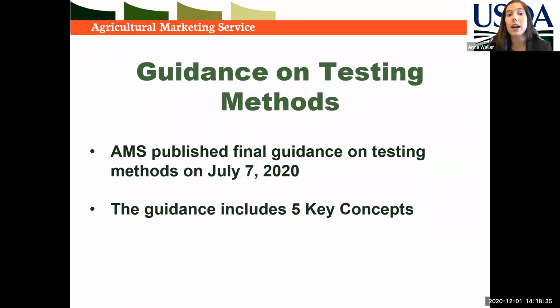AMS published the guidance on testing methods on July 7th, 2020, and the document includes 5 key concepts. The 5 key concepts address selecting a testing method when regulated entities use the 3rd option to demonstrate that modified genetic material is undetectable, which is batch by batch end product testing. Additionally, regulated entities can use this guidance when selecting a test method for the refinement process validation option.